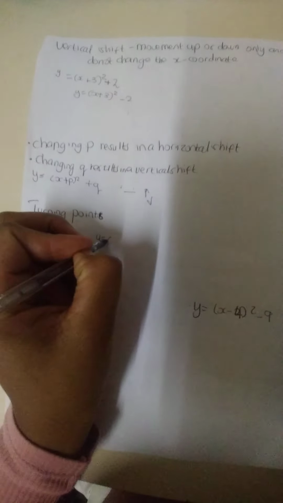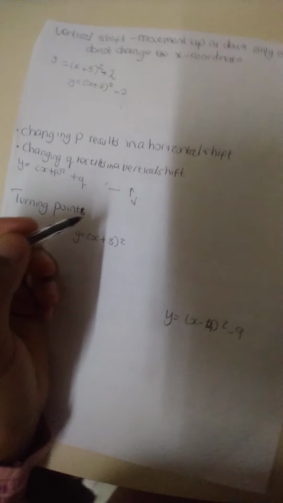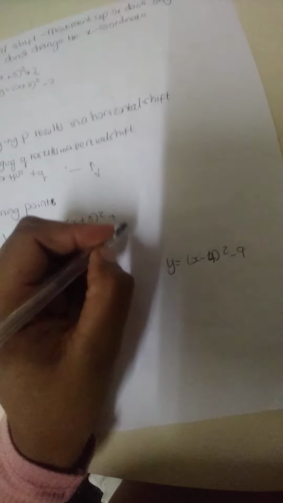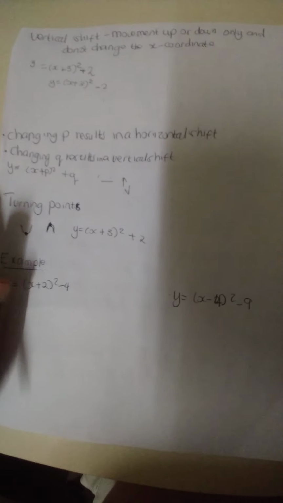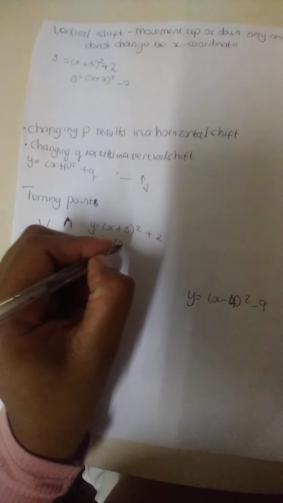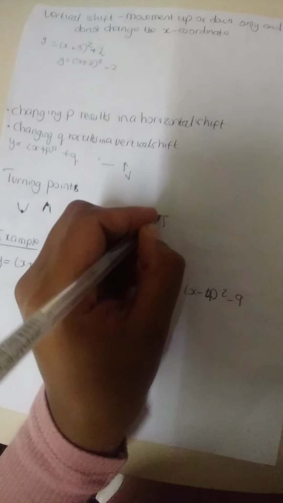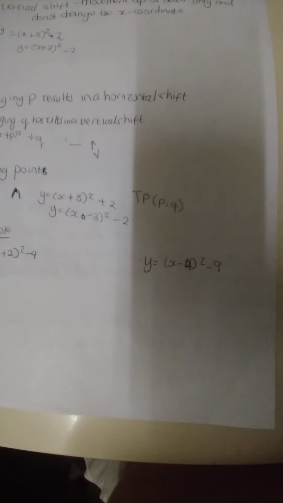functions. So we have y equals (x + 3)² + 2, and then we have y equals (x − 3)² − 2. So in this case, our turning points here are the value of p and the value of q. Let me write it this way. TP is the value of p and the value of q. These are our turning points.